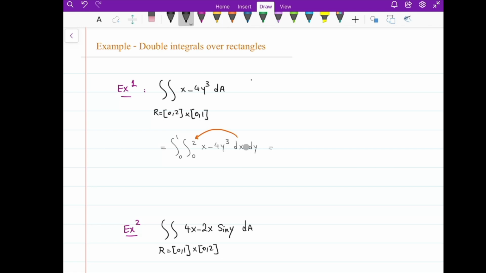So when I have the integral with respect to dx, when I want to solve the inner integral, I assume that y is a constant. Y is fixed, y is a constant. So I'm going to write the outer integral 0 to 1, and then I'm going to take the integral of this function with respect to x, assuming that y is constant.